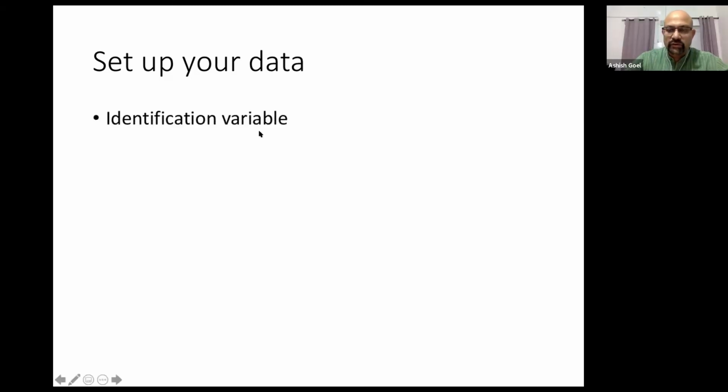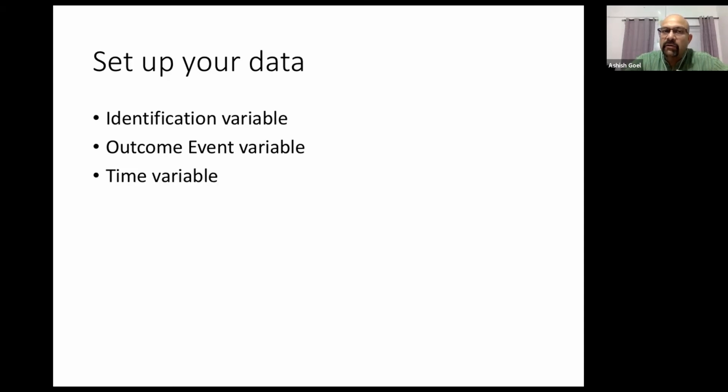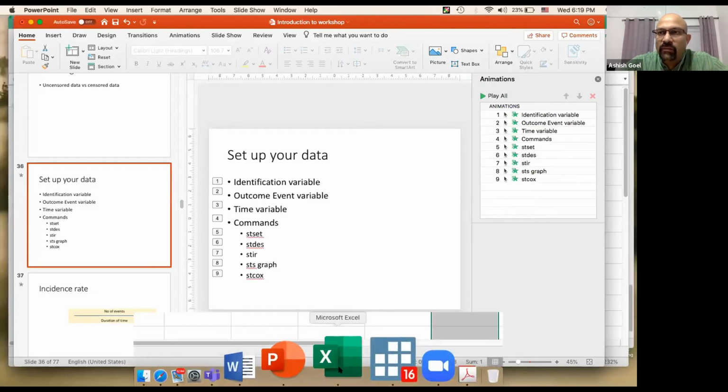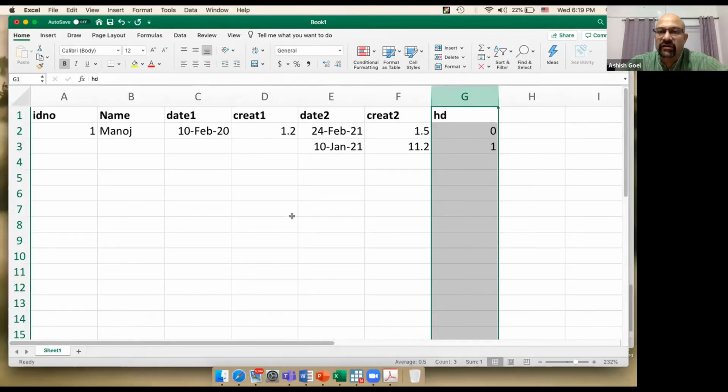Thank you. Right. So those were 2 points. Now, I hope that everyone is clear on those 2. Your data should have an identification variable. Your data should have an outcome event variable. The third important variable that your data should have is your time variable. You need to know when the event occurred and how much time your patient is contributing to your follow-up period.